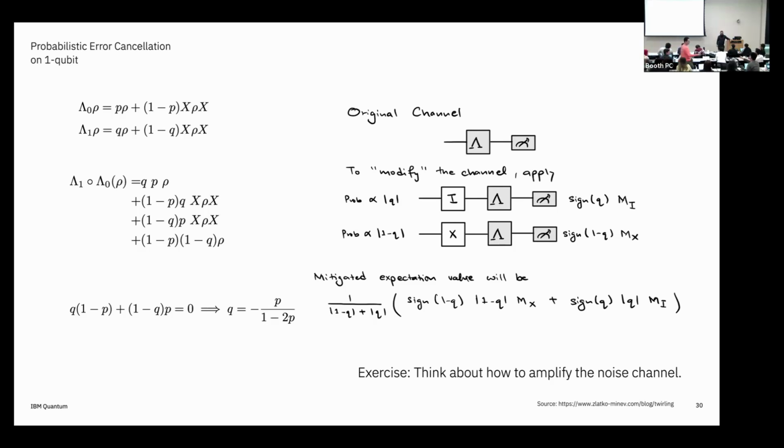Q equals minus P or 1 minus 2P for the general case? Yes. You should be able to get it. If you look at the PEC paper, the probabilistic error cancellation paper by Ewout van den Berg, I'm sure you can find it in the supplemental material.